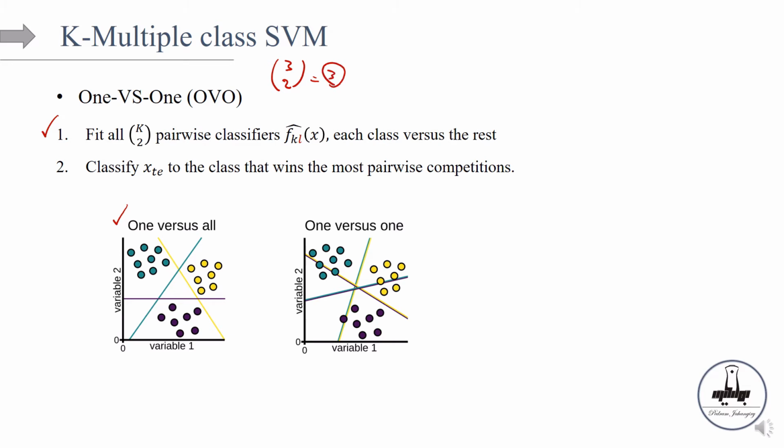So let's look at this example. We have green, yellow, and purple. So we are comparing green versus yellow. We are comparing purple versus yellow, and then we can compare green versus purple, right?